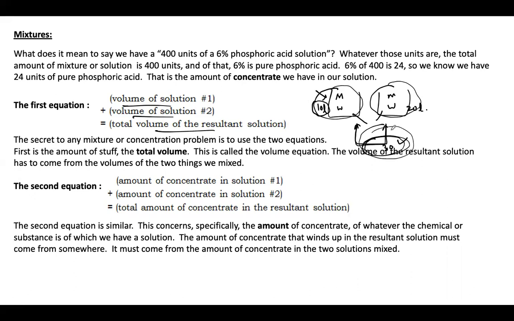Similarly, for example, this was a 10-liter solution, 20-liter solution. Milk was, let's say, 5 liters here. Milk was 10 liters here. So what would be the final quantity of milk? 15 liters. So amount of milk in solution 1 plus amount of milk in solution 2 is equal to the total amount of milk in the resultant solution. With these two equations, any mixture problem can be solved.